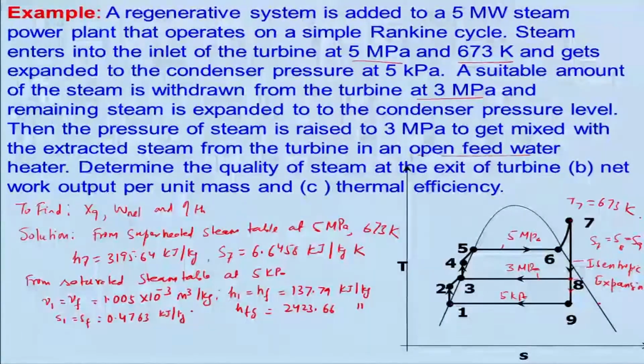kilojoule per kg Kelvin, and SG is equal to 8.395 kilojoule per kg. You can observe one thing: at SF, the liquid entropy is lower as compared to the gas entropy, or the vapor entropy.